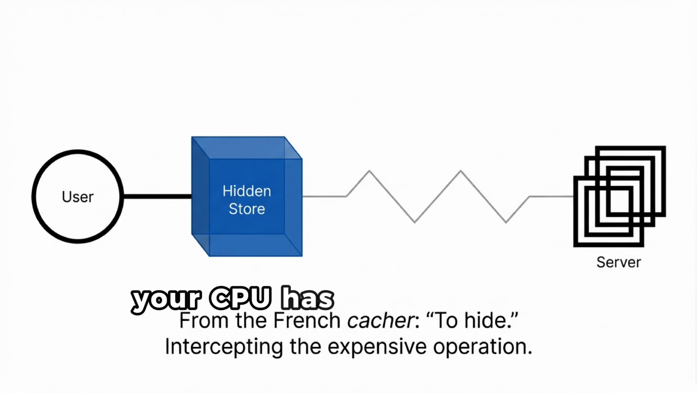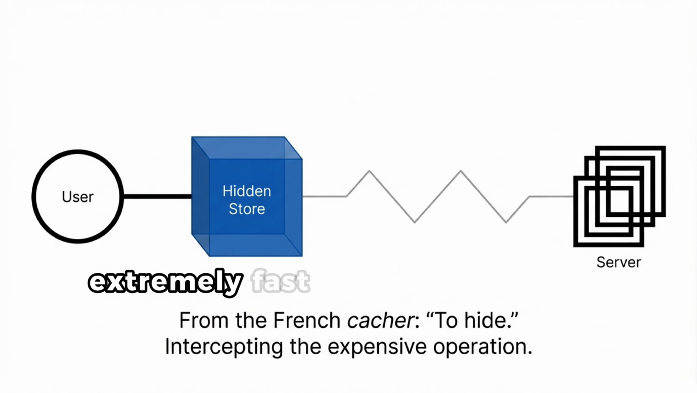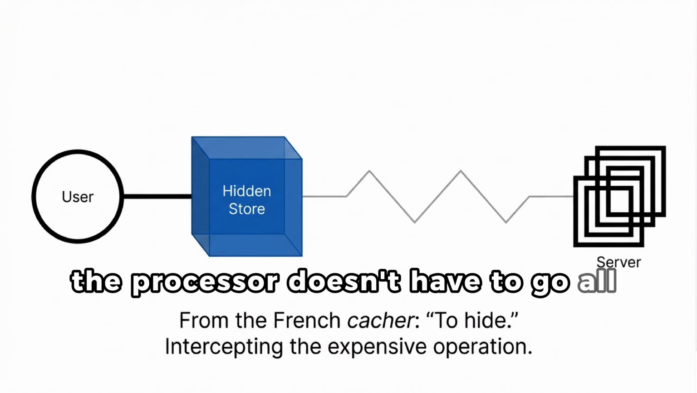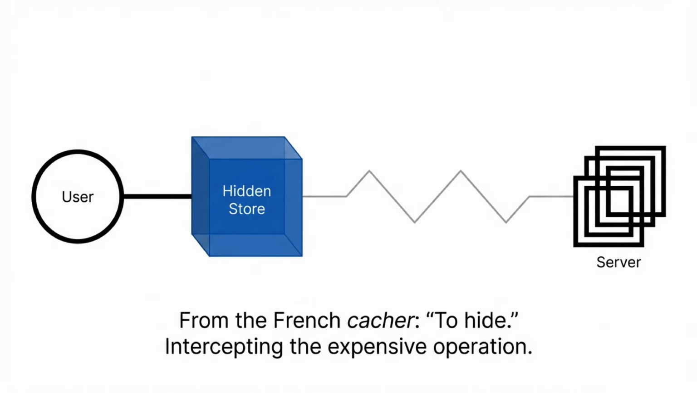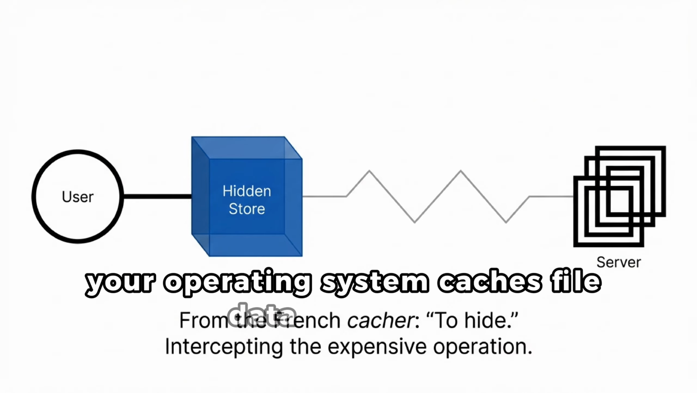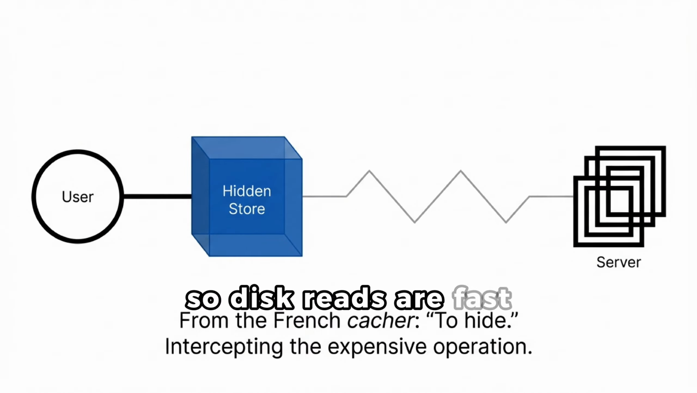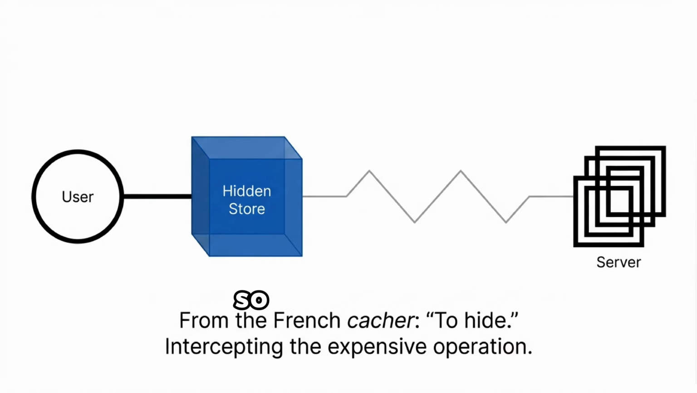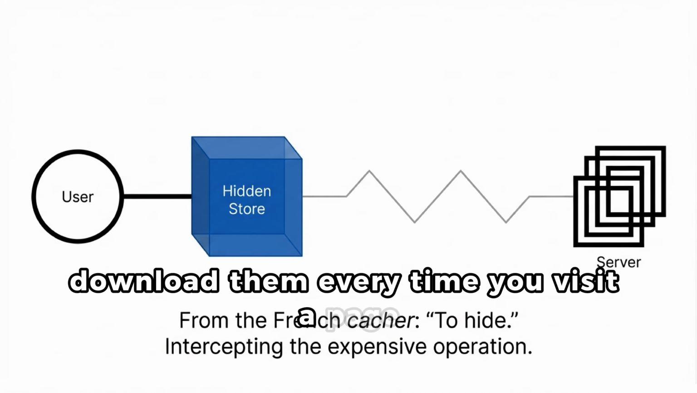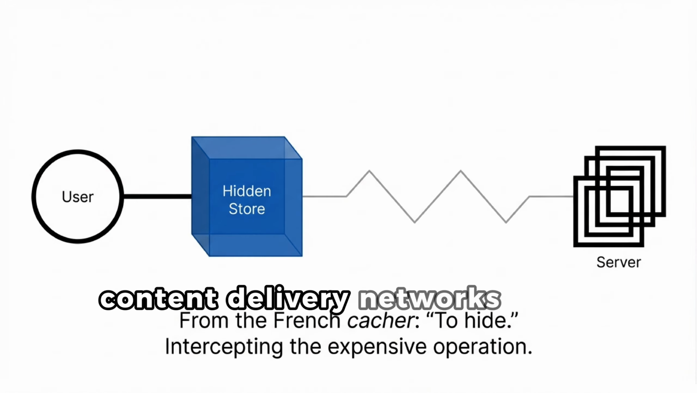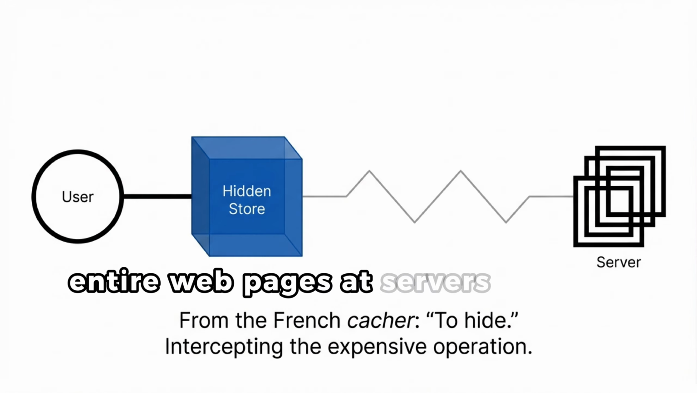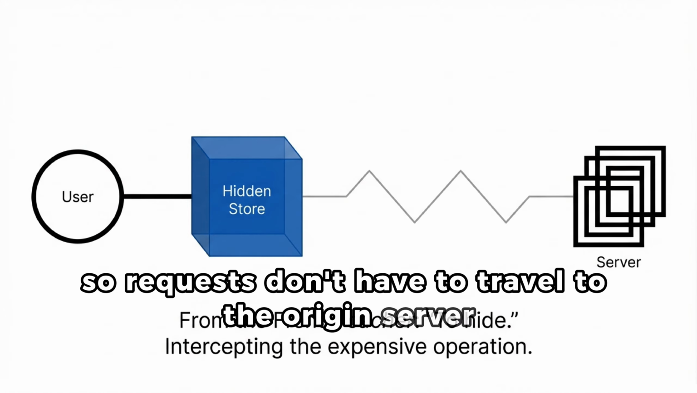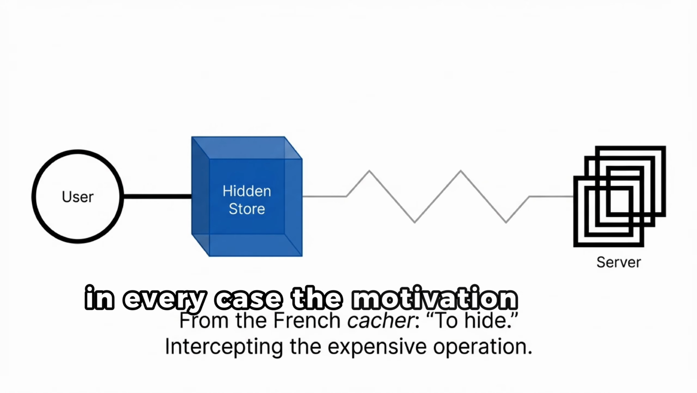Your CPU has cache memory, tiny, extremely fast storage that holds recently used data, so the processor doesn't have to go all the way to main memory constantly. Your operating system caches file data in memory, so disk reads are fast. Your browser caches images, style sheets, and scripts, so it doesn't re-download them every time you visit a page. Content delivery networks cache entire web pages at servers close to users, so requests don't have to travel to the origin server. In every case, the motivation is the same.